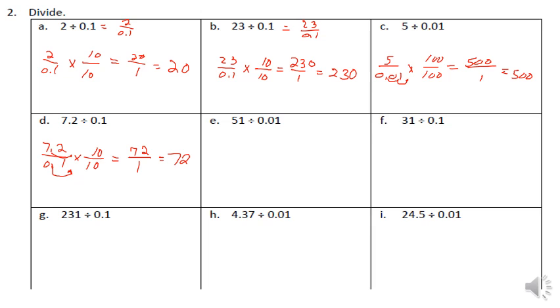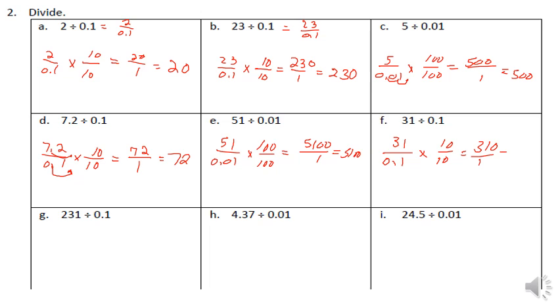On E, I'm going to rewrite it as 51 over 0.01, which I can see this time I'm going to have to multiply by 100 on both of them, and I will end up with 5100 over 1, which equals 5100. On this one, I have 31 over 1/10. I can see I'll need to multiply by 10. So I'll end up with 310 over 1, which equals 310.